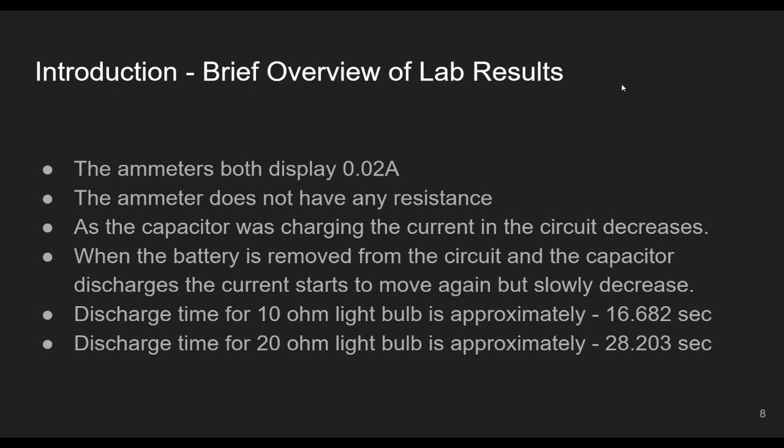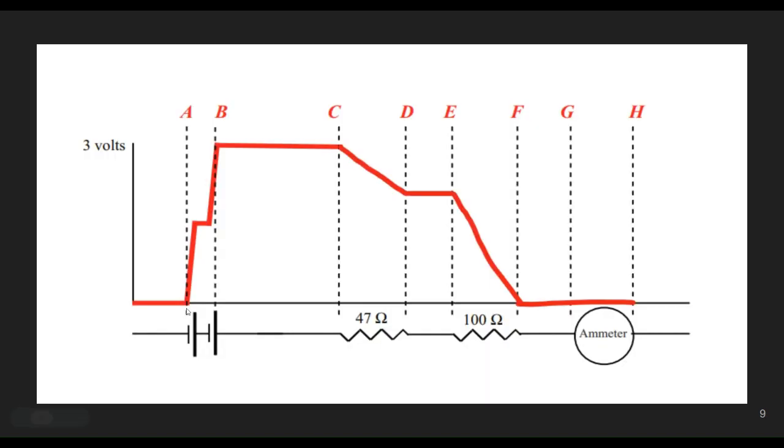The ammeter does not have any resistance. As the capacitor is charging, the current in the circuit decreases, and when the battery is removed from the circuit, the capacitor discharges and the current starts to move again, but slowly decreases. The discharge time for a 10 ohm light bulb is approximately 16.682 seconds, and the discharge time for a 20 ohm light bulb is approximately 28.203 seconds. Here is the graph that shows the difference in potential.